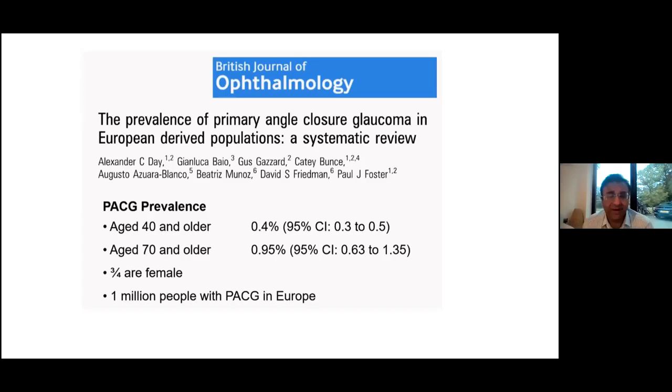So this was a systematic review, again, a very strong clinical evidence, and it showed that in European white populations, the prevalence of narrow angle or angle closure glaucoma is around 0.4% in patients over the age of 40, but it almost doubles to 0.95% over the age of 70, and females are more likely to be affected. But look at this figure: 1 million people across Europe have angle closure glaucoma. Now, these are the patients who actually have the optic nerve damage done by angle closure glaucoma. So the workload is huge.